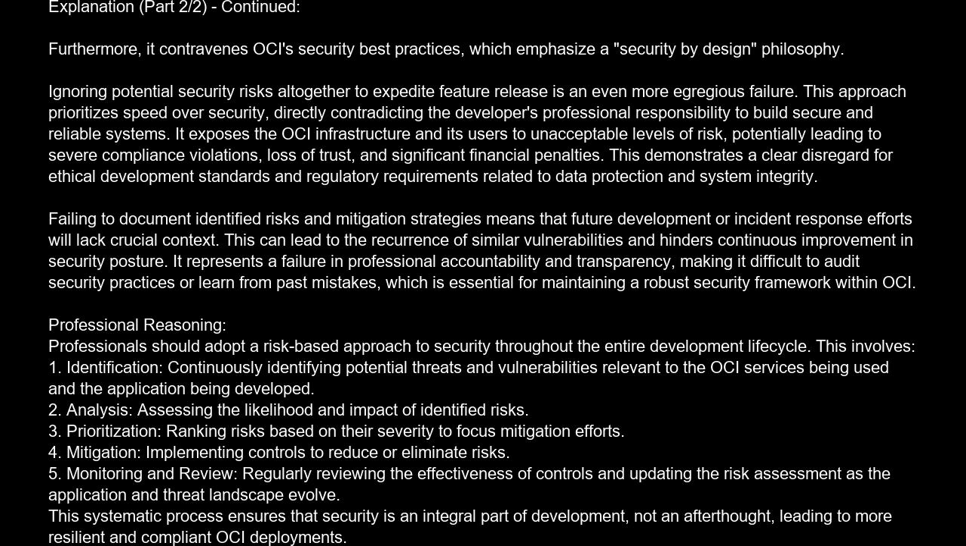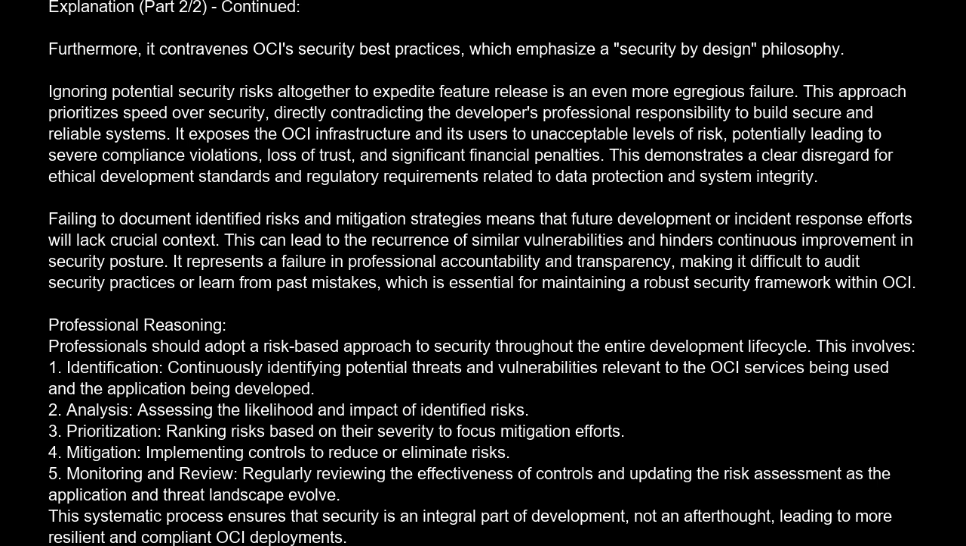Professional reasoning. Professionals should adopt a risk-based approach to security throughout the entire development lifecycle. This involves: 1. Identification. Continuously identifying potential threats and vulnerabilities relevant to the OCI services being used and the application being developed. 2. Analysis, assessing the likelihood and impact of identified risks.